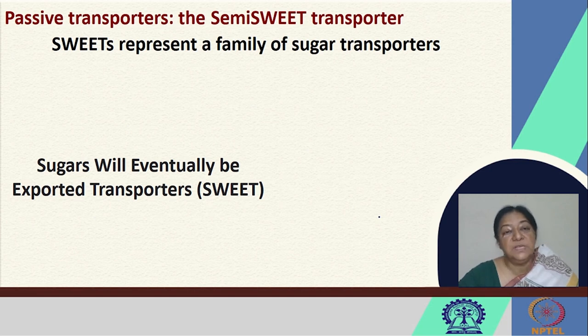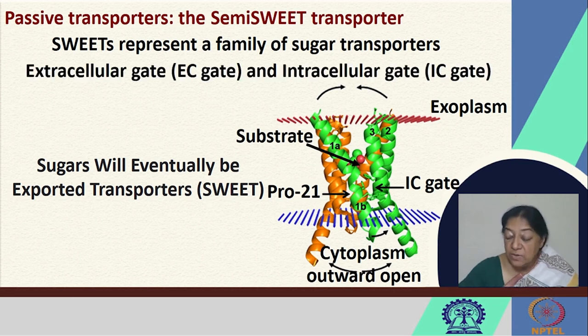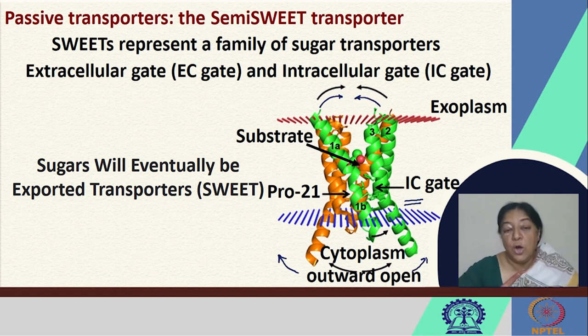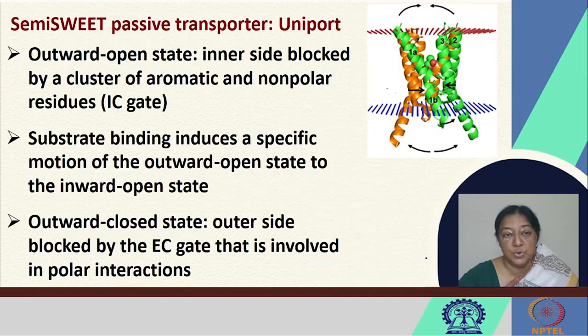Another such example is called the SWEET family. That is, sugars will eventually be exported transporters. So this is the type that they work with. There is a specific extracellular and intracellular gate that opens and closes. So we can have the closing of the gate at one point, and we have the outward opening gate at the other point. And on substrate binding, this is facilitated in the specific type of sugar transporters. So as the name implies, these transport sugars.